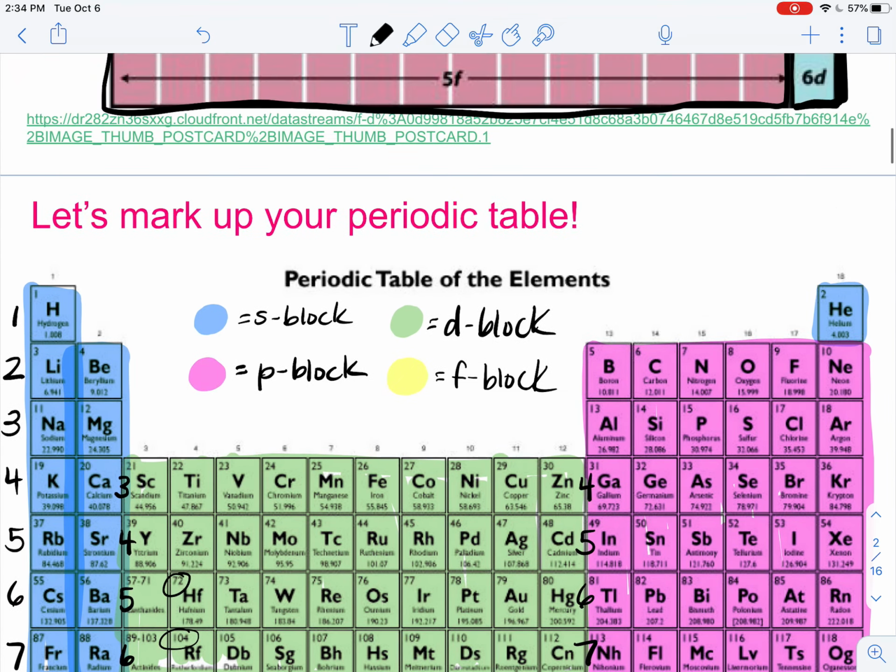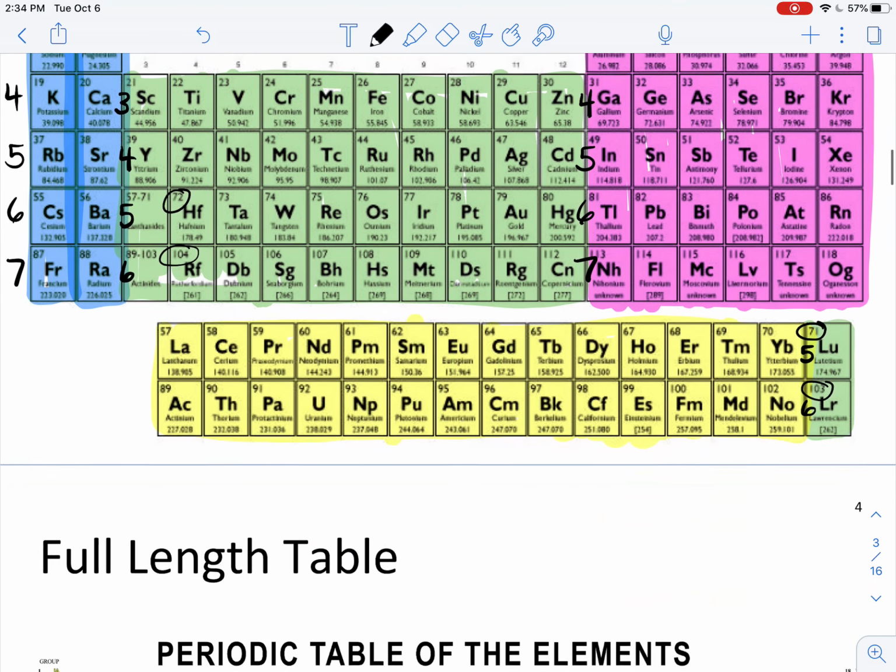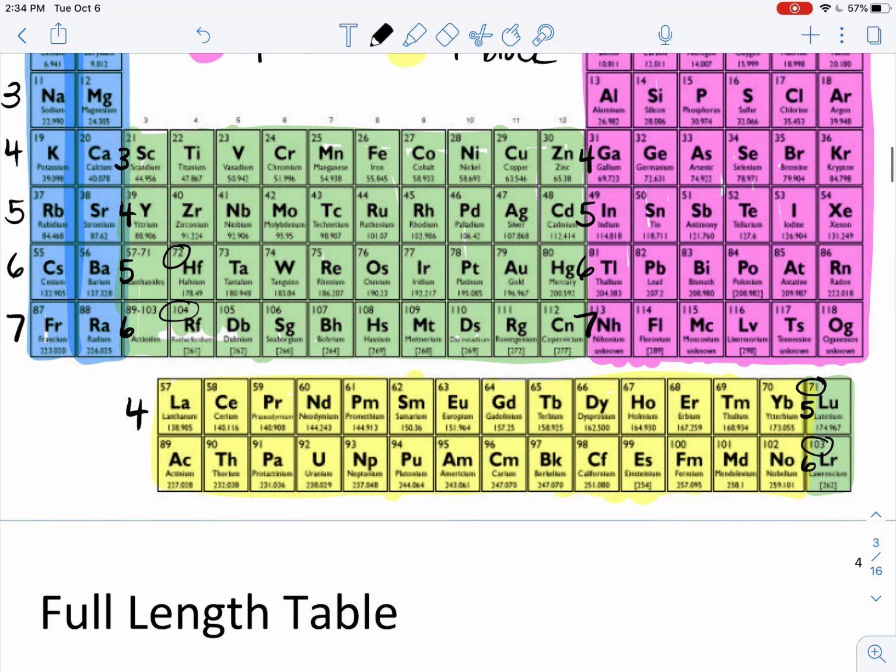And the F block is labeled 4 and 5. So 4 and 5.